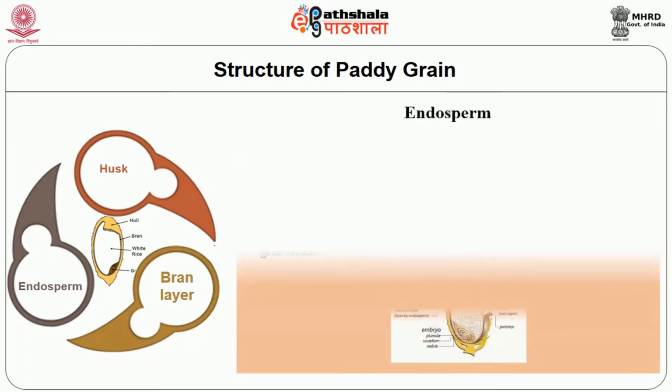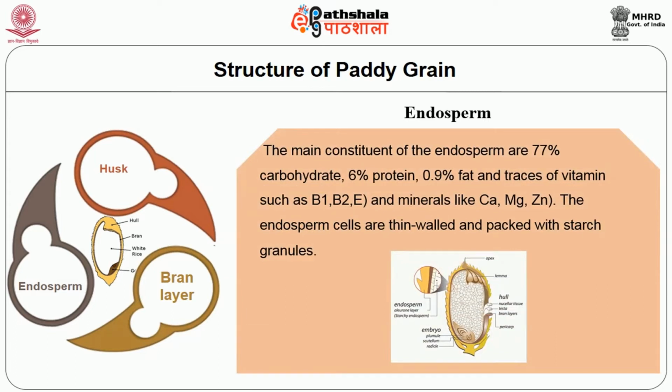The next part, the edible portion of the paddy, is the endosperm. The main constituents of the endosperm are 77% carbohydrate, 6% protein and 0.9% fat, and it has traces of vitamins such as B1, B2 and E. It also has minerals like calcium, magnesium and zinc. The endosperms are thin-walled and packed with starch granules.